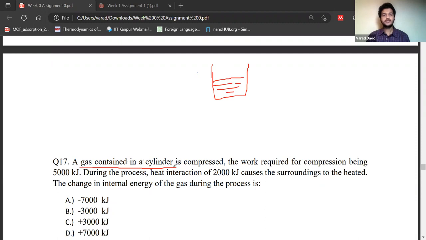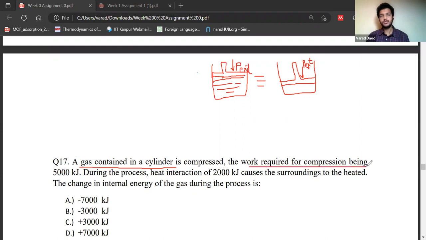A gas contained in a cylinder is compressed. So here we have a piston like this, and then we are applying some pressure, it's a P external, and it has been compressed. So after applying pressure, what we have is like this. P external. So volume has decreased. The gas is compressed. The work required for the compression.